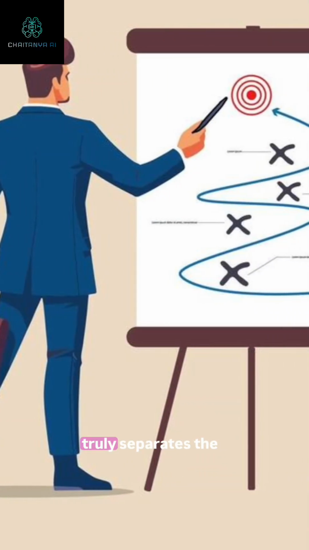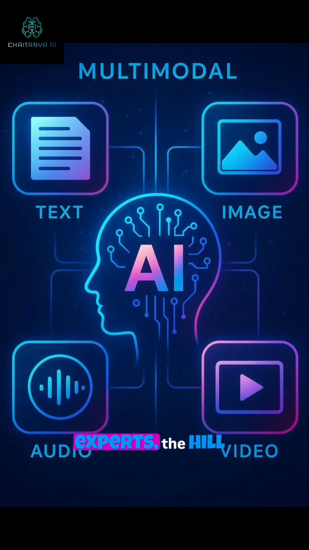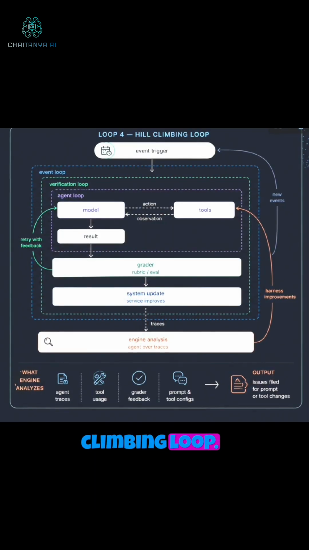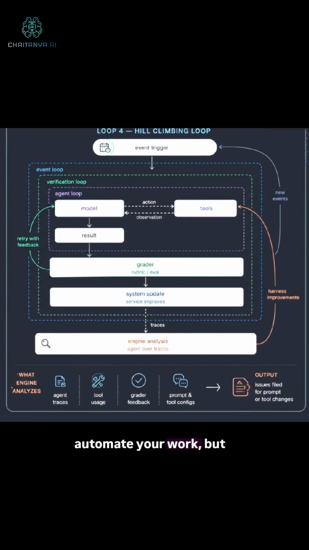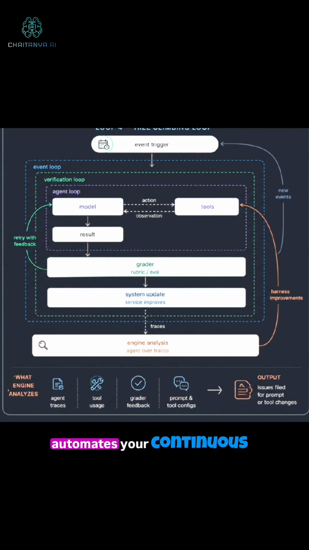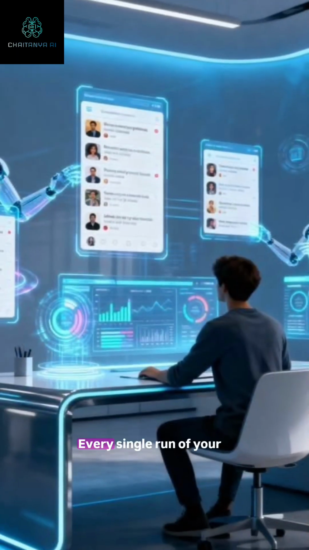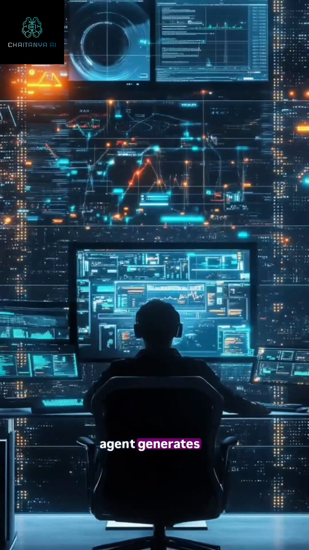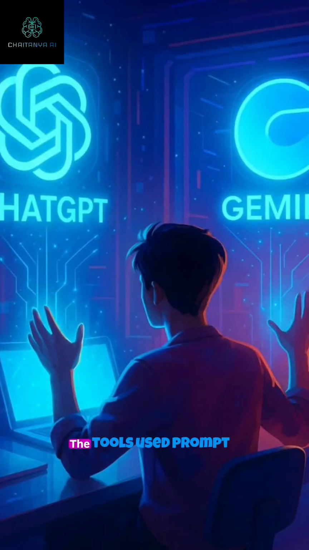Finally, the layer that truly separates the amateurs from the experts, the hill climbing loop. The first 3 loops automate your work, but this 4th loop automates your continuous improvement. Every single run of your agent generates operational traces, the tools used, prompt logs, and grader scores.